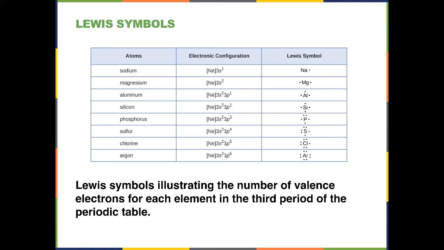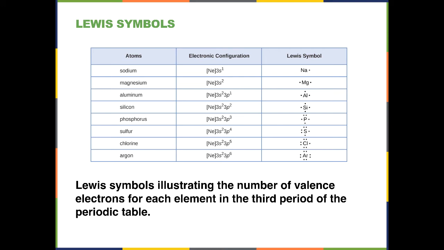Now, Lewis symbols are symbols that are used to illustrate the number of valence electrons for each element. And this table is taken from the third period, that is the third row across the periodic table, and shows the Lewis symbol. It starts with the name of the atom, the electron configuration for the atom, which you already know about, and then the Lewis symbol for that atom. And you can see how that works by looking at each of these. And so you can see what they've done with the electron configuration is use the symbol for neon to represent everything inside the 3s electron subshell. And by doing that, it just makes it easier for them to put it in this table.